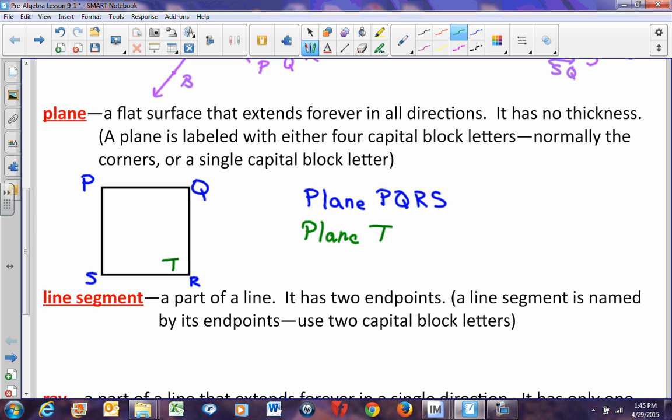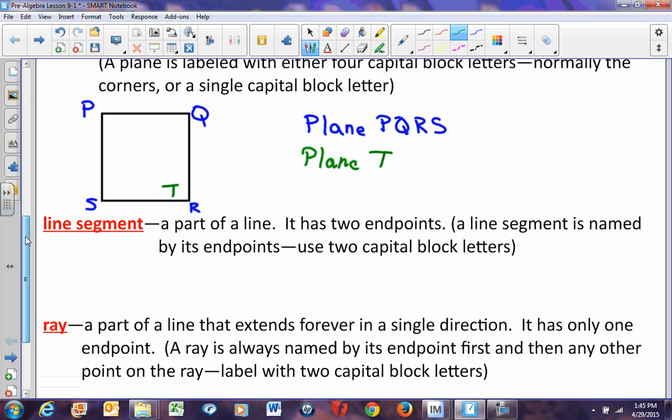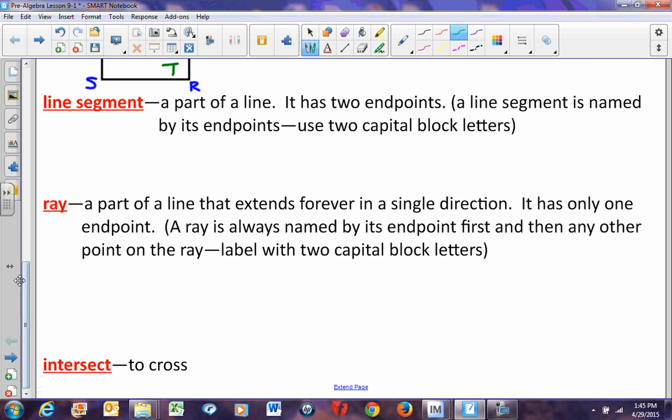Now we can get into the words that we can actually define. Okay? A line segment is a part of a line. It has two endpoints. It has a beginning and it has an ending. A definite beginning and a definite ending.